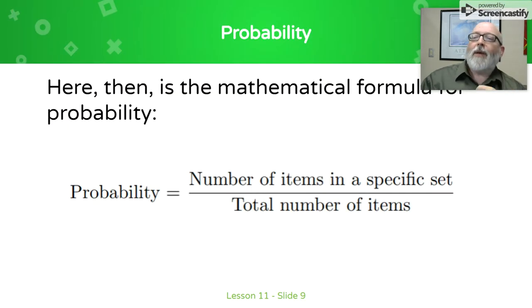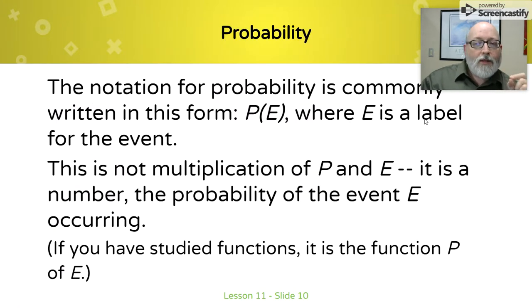Here then is the mathematical formula for probability. Probability equals the number of items in a specific set divided by the total number of items. The notation for probability is commonly written in this form: P(E), where E is a label for the event. This is not multiplication of P and E. It's a number, the probability of the event E occurring. If you've studied functions, it's the function P of E.